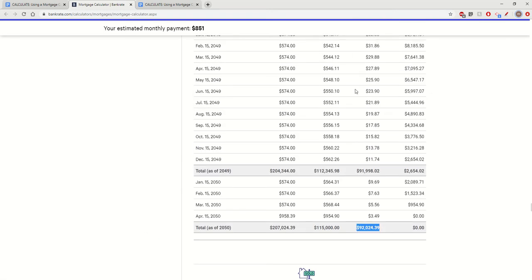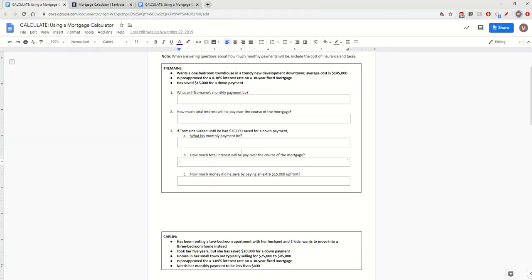See how it's going down because you're paying less interest over time. So it's $92,000, $92,024. Okay, so that's the answer to 3B: 92,024. How much money did he save by paying the extra 15,000 up front?